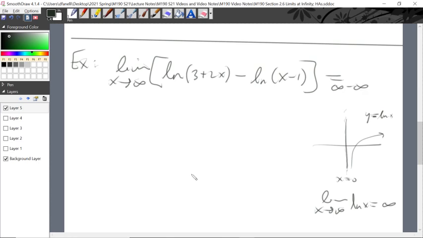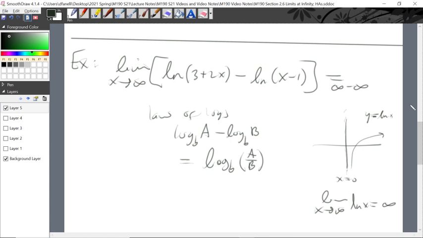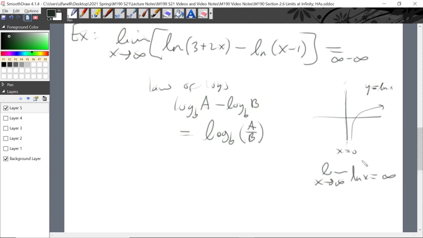Now, how do we deal with the indeterminate form here? It's not going to be the conjugate. It's going to be the law of logarithms. Using the law of logarithms, when you have a log with a base b of an argument a minus another log of the same base but of a different argument, you can combine them into a log of the same base where you take the ratio of the arguments. So we'll have the limit as x goes to infinity of the natural log of the ratio 3 plus 2x over x minus 1.